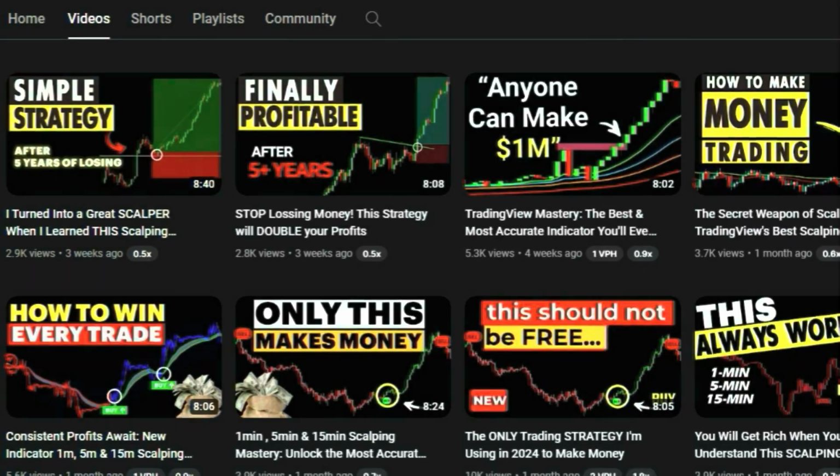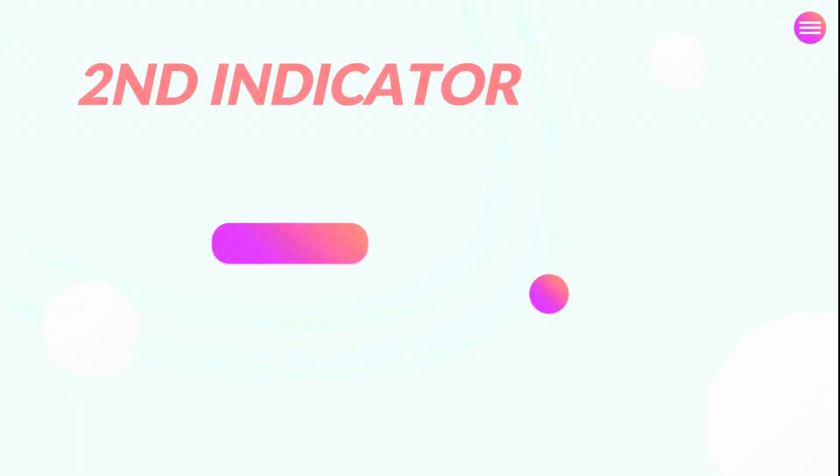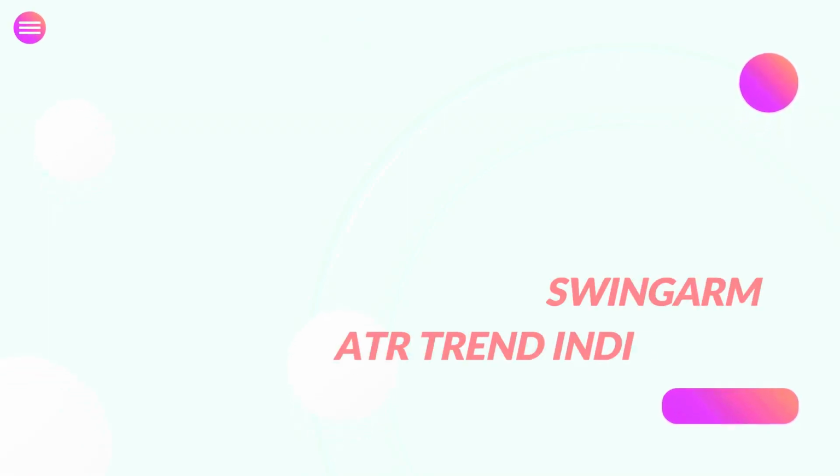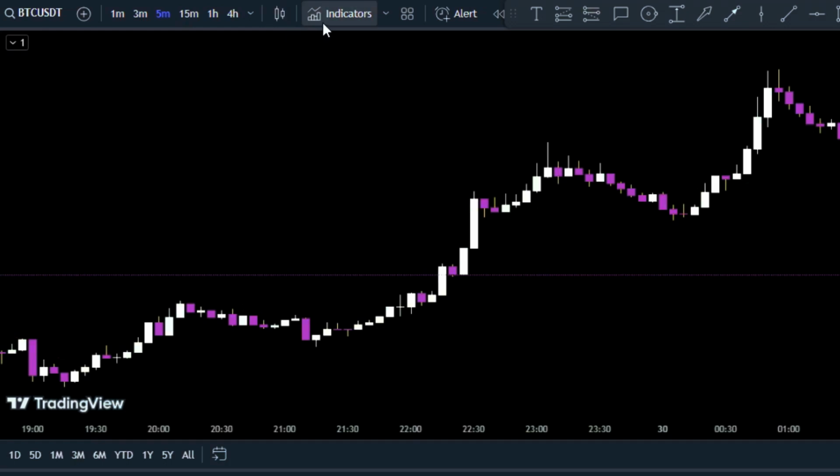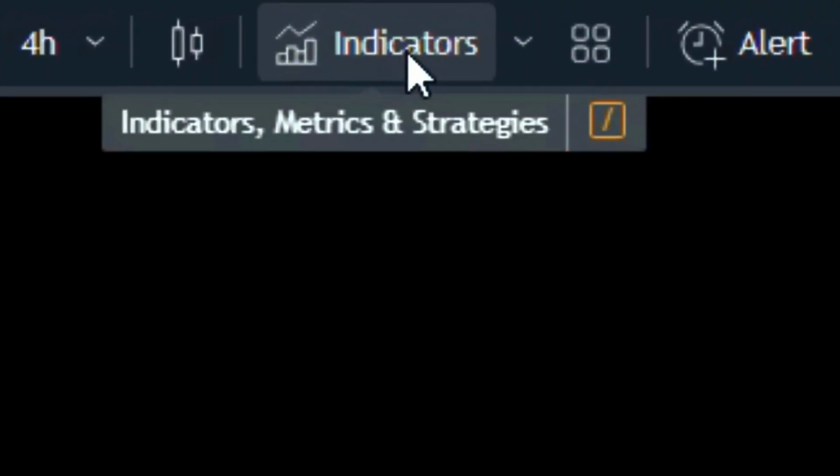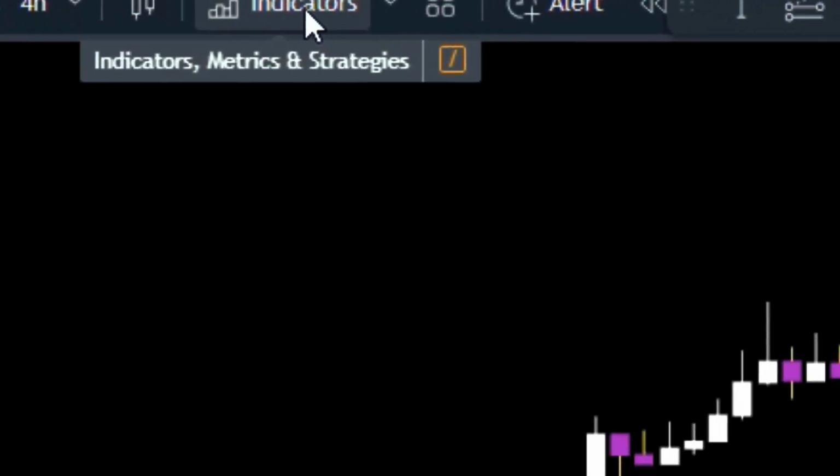Now, let's get back to our strategy and uncover the power of our second indicator called the Swing Arm ATR Trend Indicator. This bad boy will help us detect the market trend and make sure we're trading in the right direction. To add it to your chart, head over to the indicator section and type in its name. Once you find it, click on it and add it to your chart.